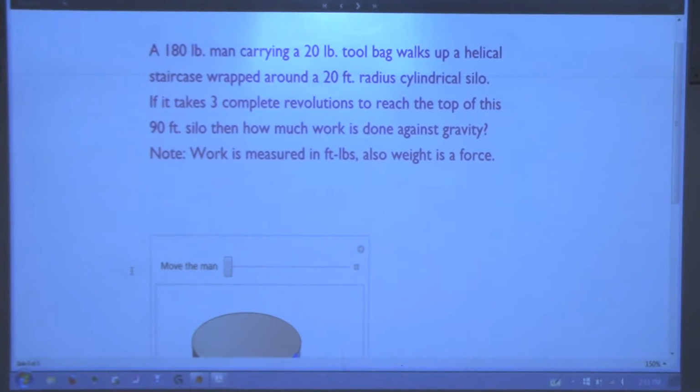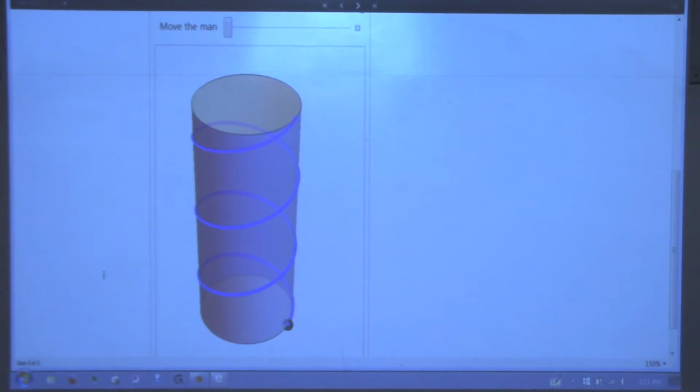Okay, so your weight on a planet is a force. I hope you've learned that your mass is independent of it. Everyone okay with the idea that weight is force? All right. So here's the picture.